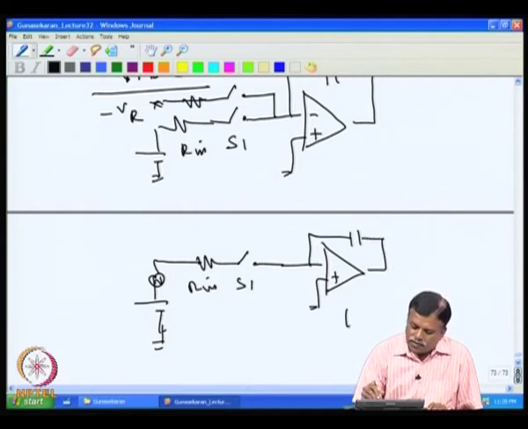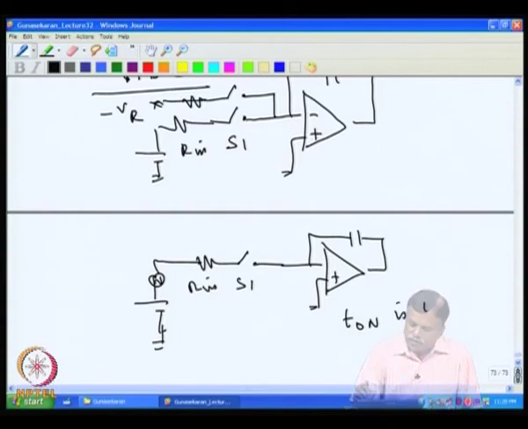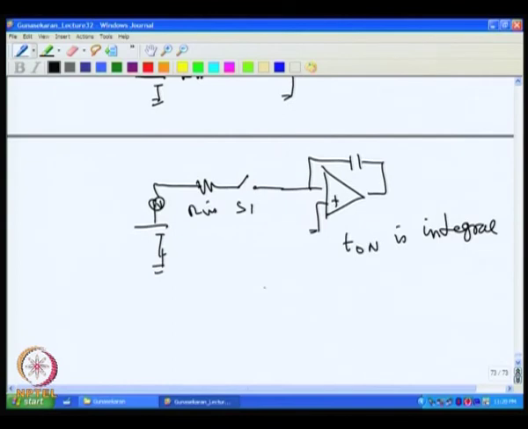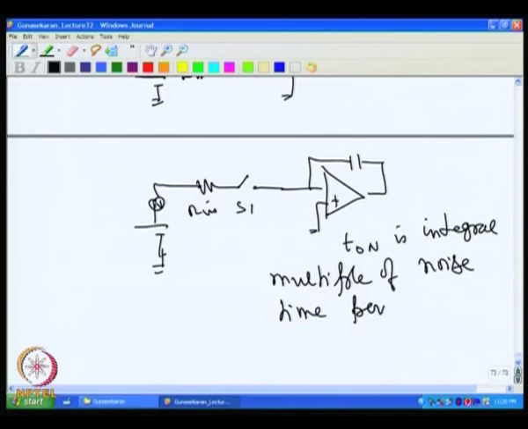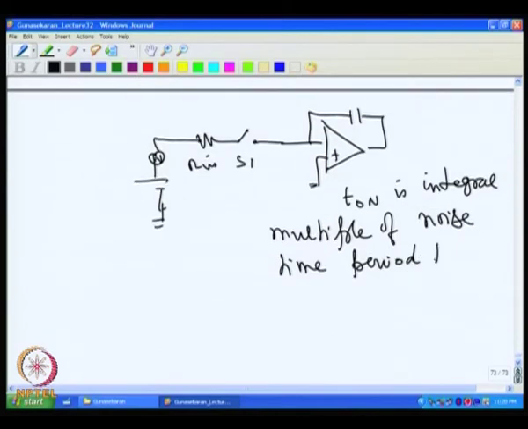if the T on is an integral multiple of the noise frequency's time period, then noise is averaged out.